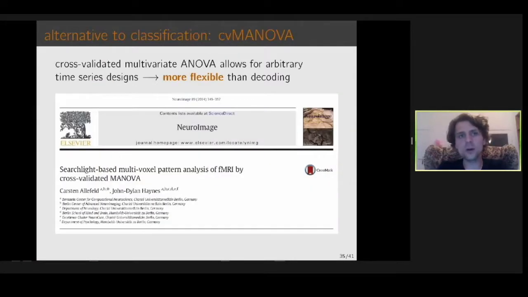If you're looking for an alternative to classification in general, you may have a look at this paper, which describes cross-validated multivariate analysis of variance, which allows for arbitrary time series designs. So this may be more flexible than conventional decoding analyses, because the latter are usually restricted to very precise categorical classification contexts.